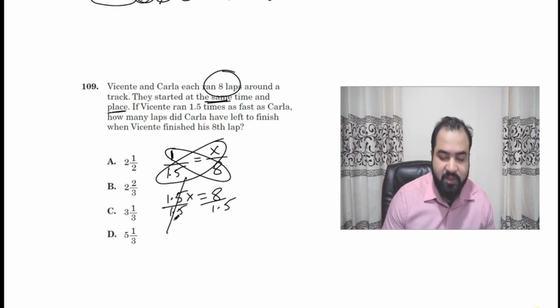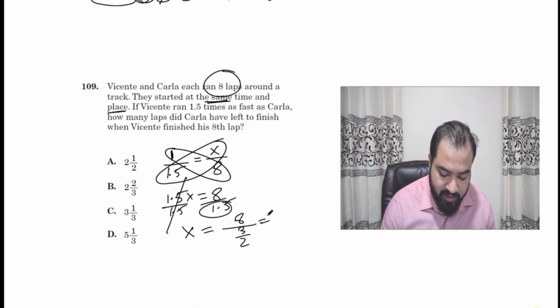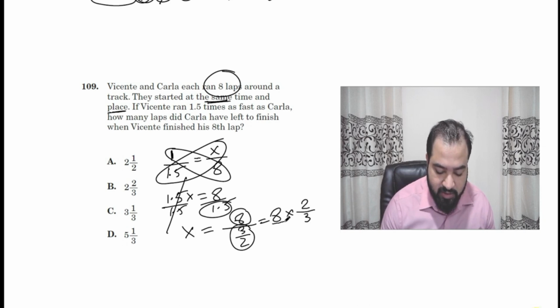So this division can be done in many ways. I like fractions, so I will put x equal to 8 over 1.5, which means 8 over 3 over 2. And I can use the fraction division rule, keep, change, flip. So keep 8 and change it to multiplication and flip 3 over 2 to 2 over 3. So this is 8 over 1, and 8 times 2 is 16 over 3. And if you turn it into a mixed fraction, it's 5 and 1/3.